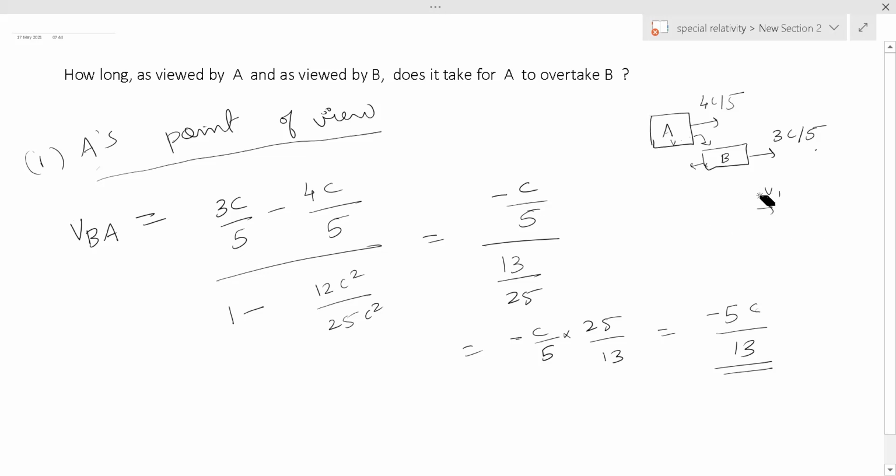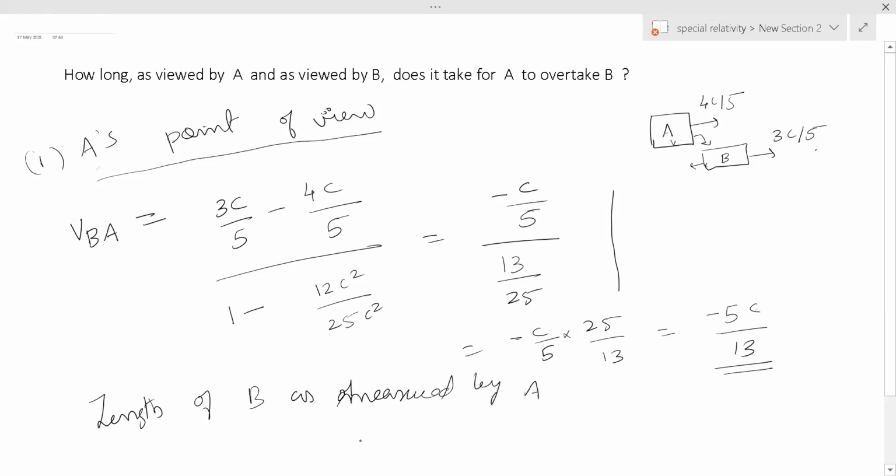Now for A, A can imagine that he is at rest. There's no problem. A can imagine he is at rest, and he says that there's a train B which is passing, moving in the opposite direction with the speed 5c by 13. And what would be the length of B as observed by A? Let's write it as L prime B. So we need to find the length of B as measured by A.